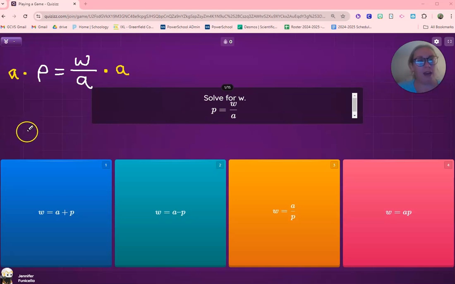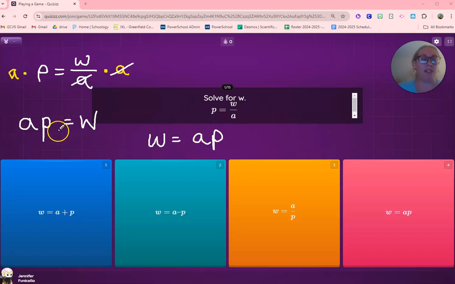So then we have A times P is equal to A divided by A cancel out. That's why we do that opposite operation, and we're just left with W. So we can use our reflexive property and switch this. This is the same as W is equal to A times P for our first solution. Go ahead and click that as we go to question number 2.